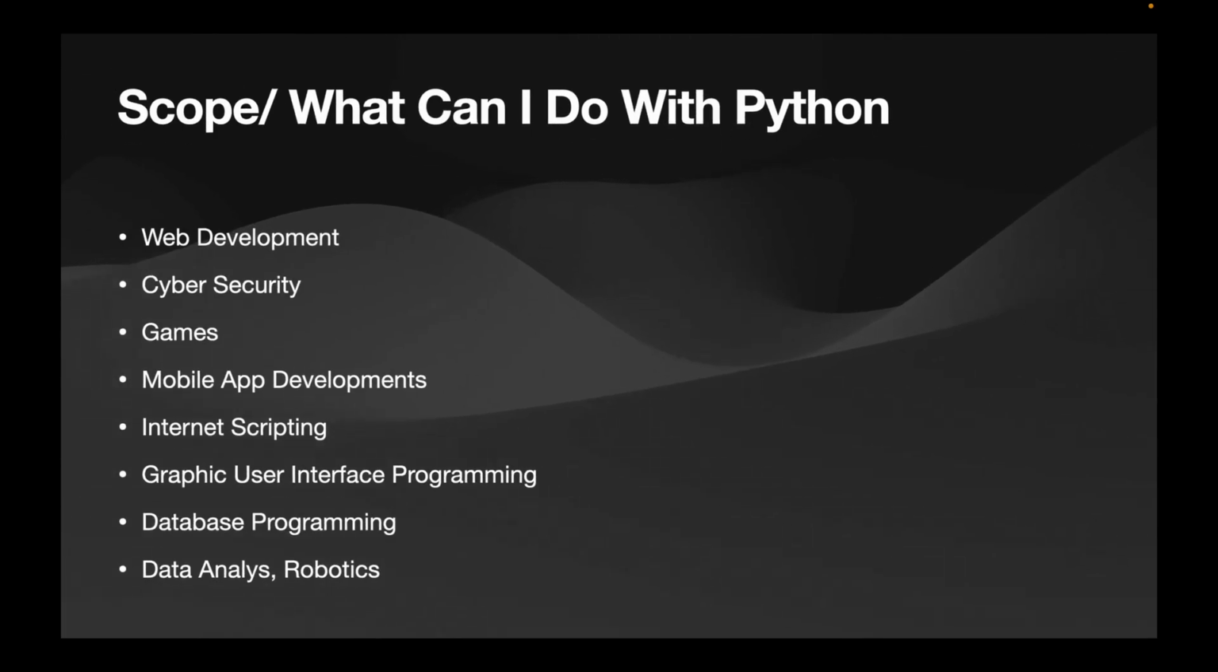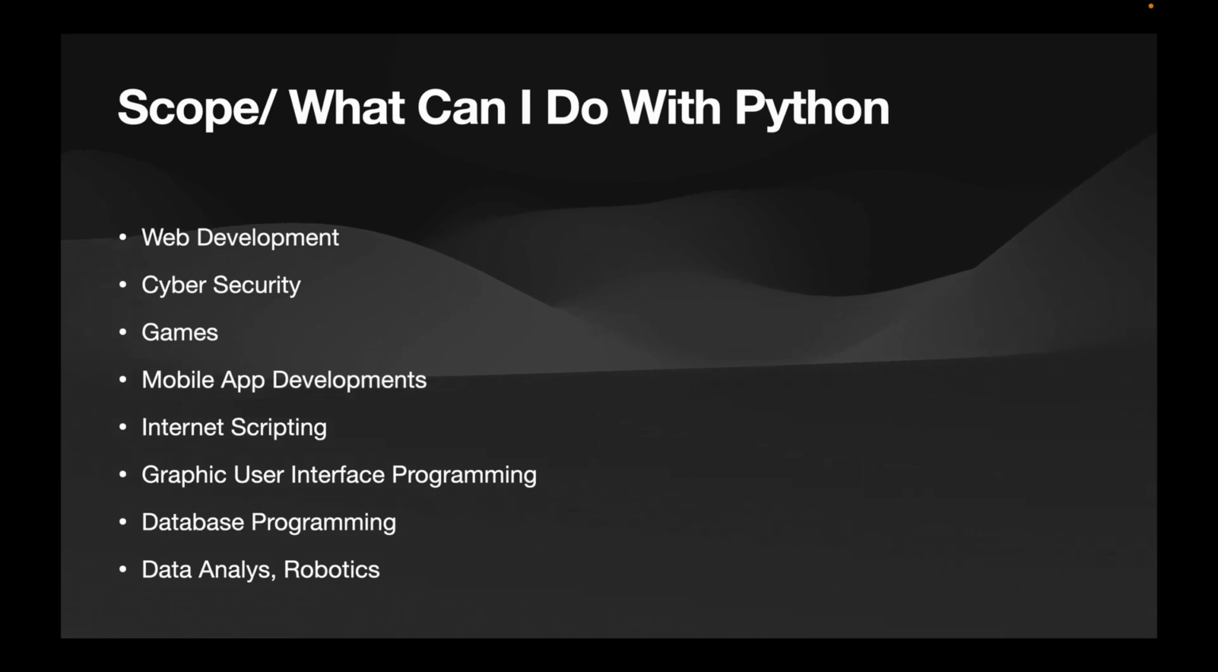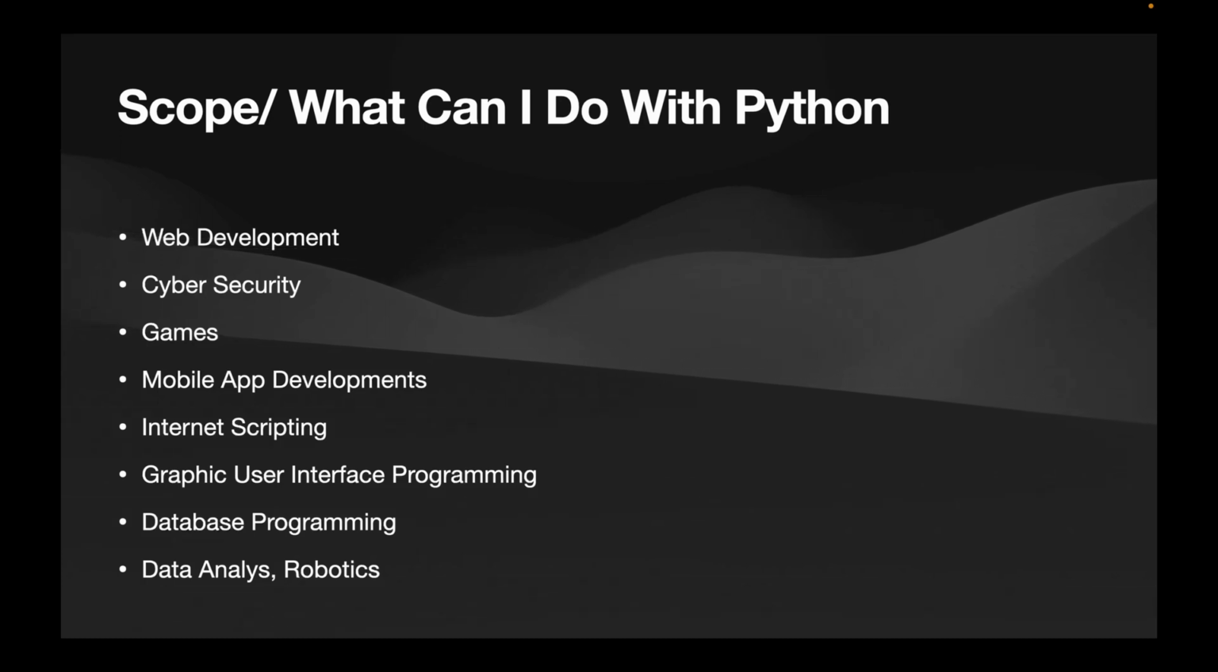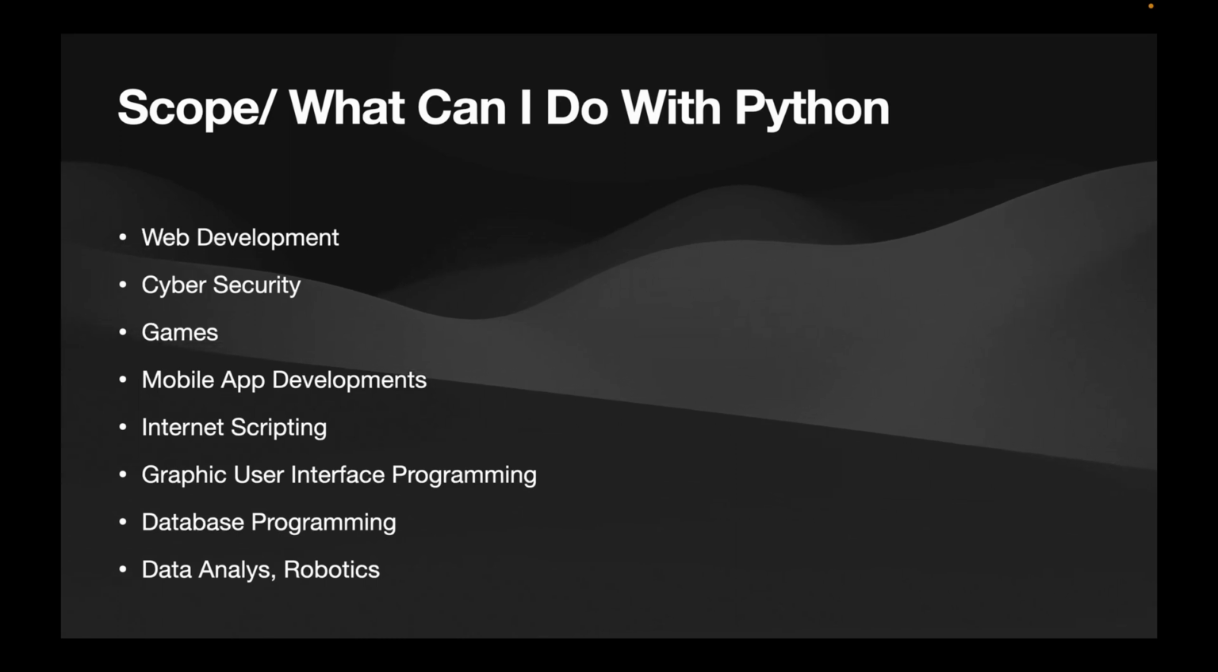What can I do with Python? It's very important for you to know what you can do with Python if you want to learn it. Python can be used for web development. We use Python for creating websites. You can use it for full stack development or only for back end. You use Django, you use Flask, you use Streamlit. I think I've forgotten the name.